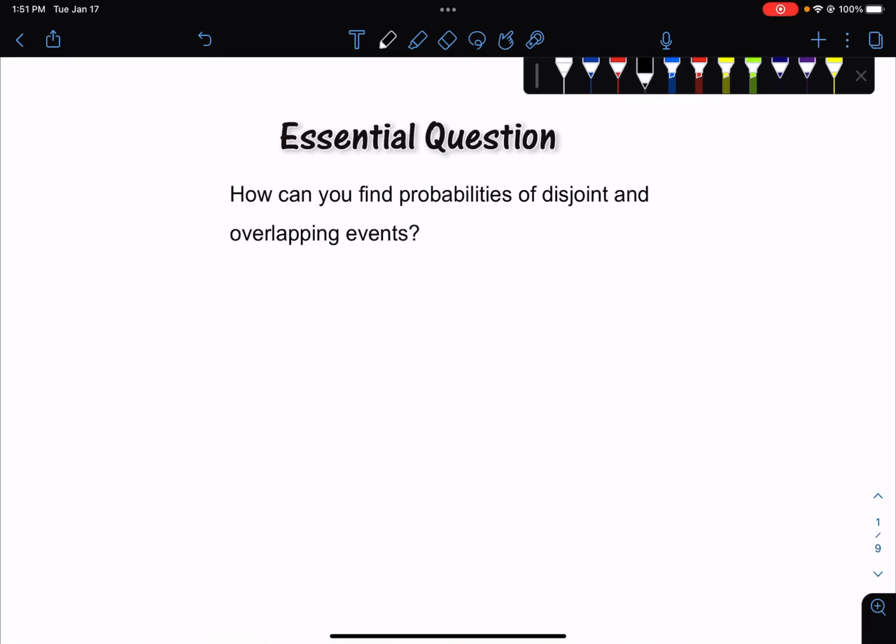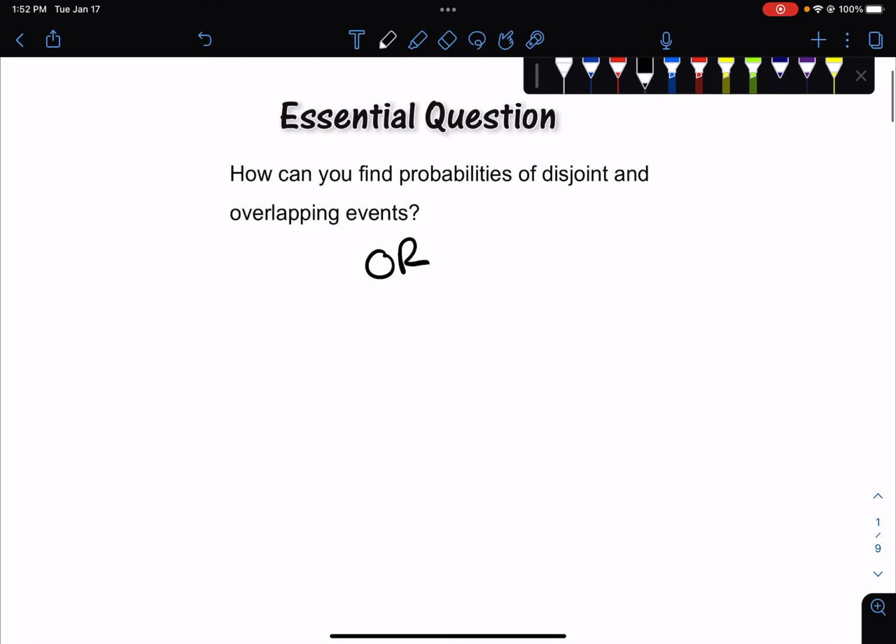All right, guys, section 5.4, we are looking at the probabilities of disjoint and overlapping events. The biggest difference that you're going to notice in this homework is the word "or." Instead of saying what's the probability of flipping a heads and rolling a 6, we're going to be seeing what's the probability of rolling a 6 or rolling a 2. So the word "or" is going to be involved, which is going to change the math a little bit.